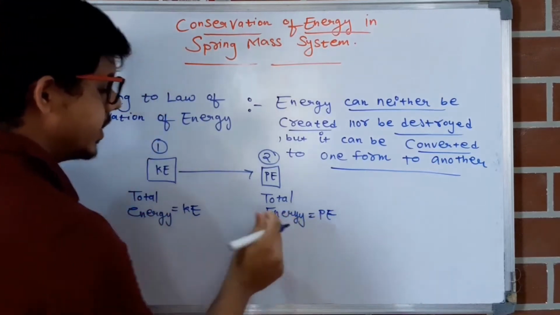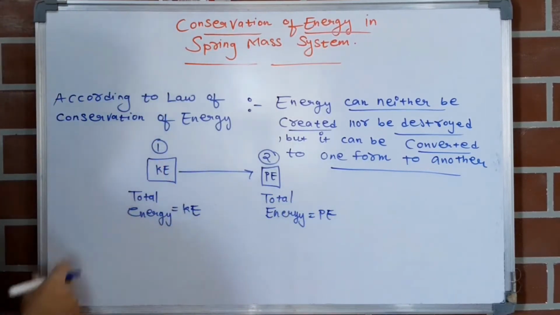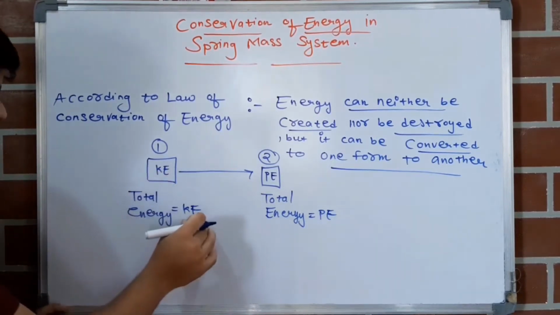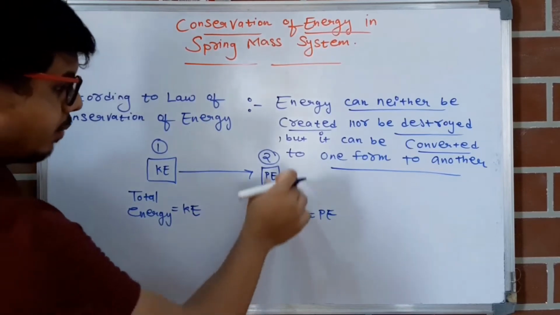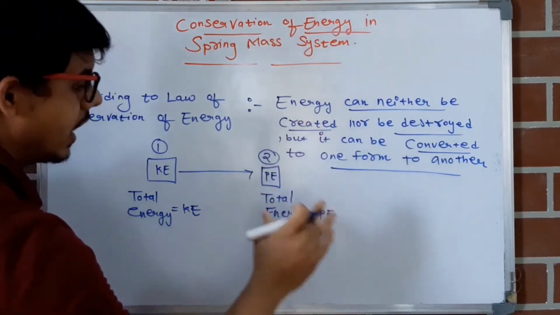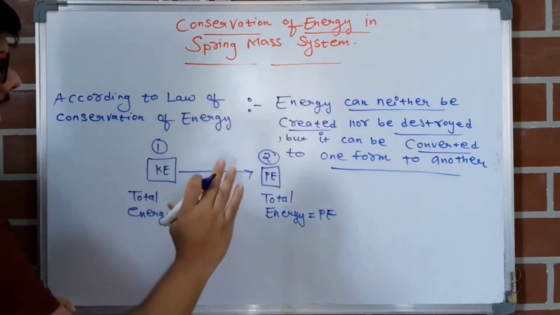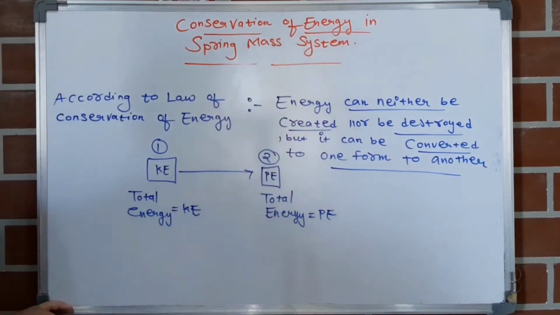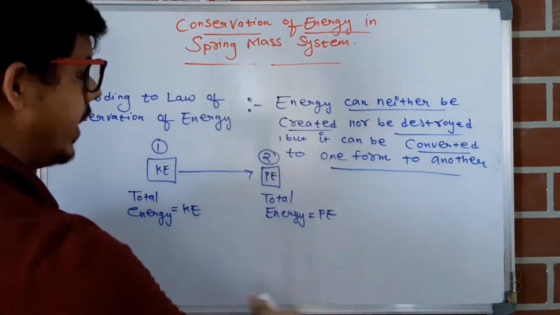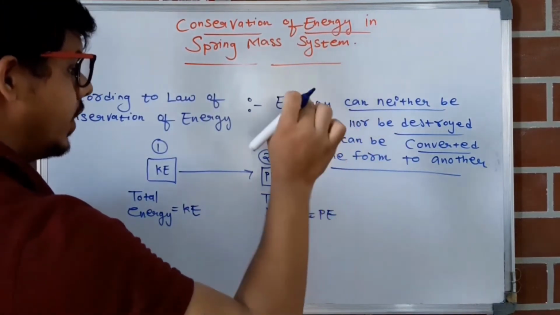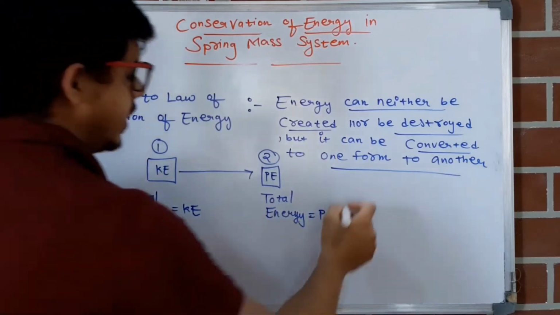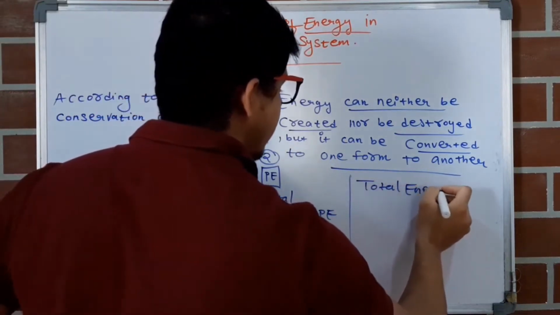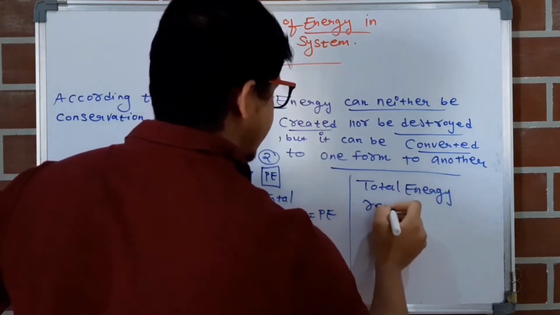You can see here that the energy is constant, it is just transformed from one form to another. At position 1 it was kinetic energy and at position 2 it is converted into potential energy, but the total energy is constant, just the change is in the form. So energy can neither be created nor destroyed, but it can be converted from one form to another. The total energy of the system remains constant. So write a note that total energy remains constant.